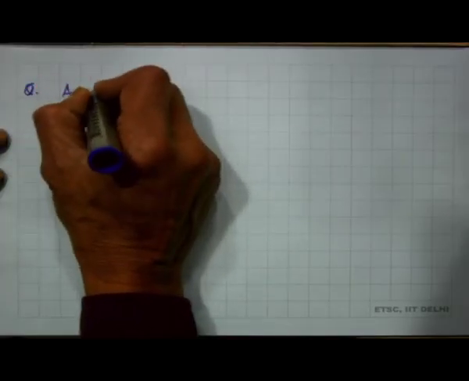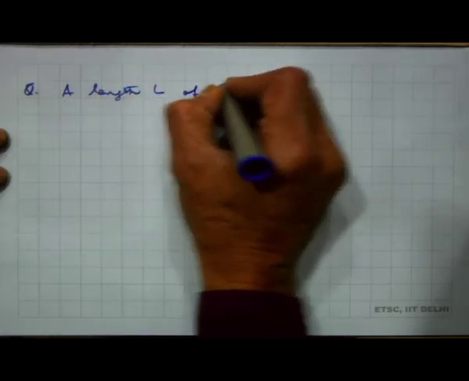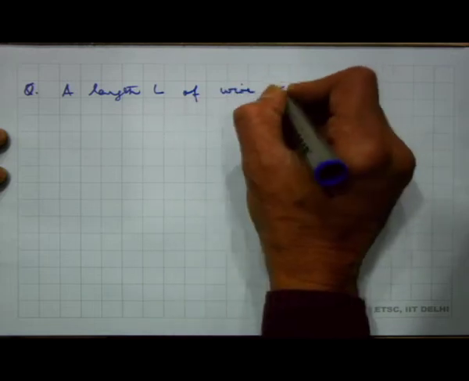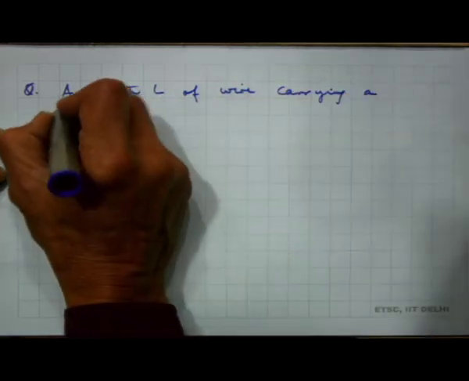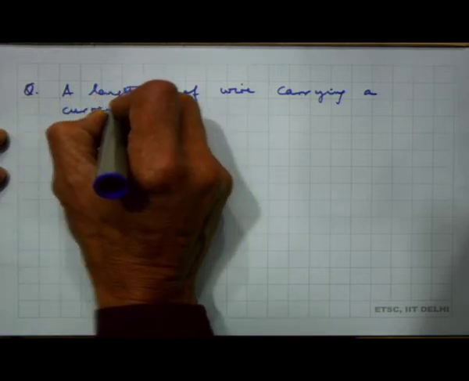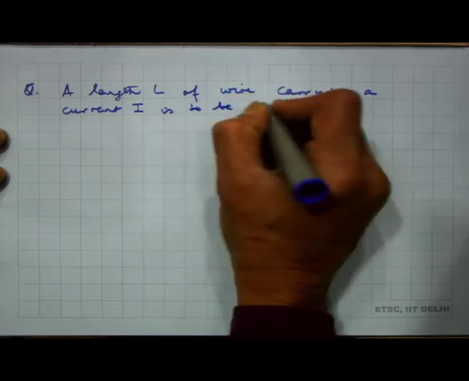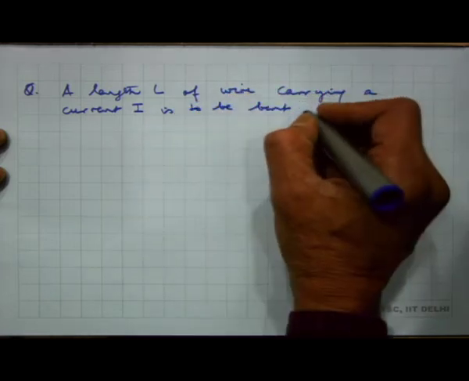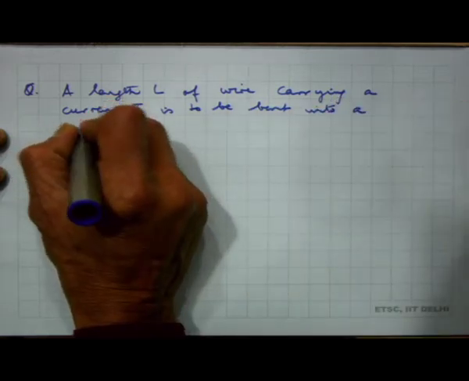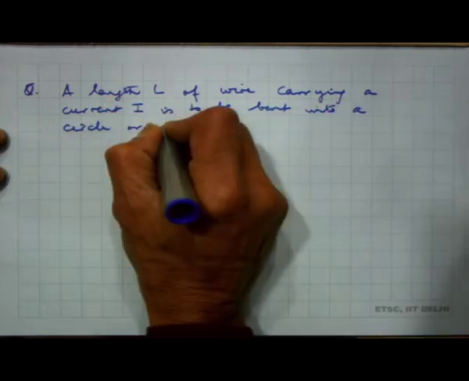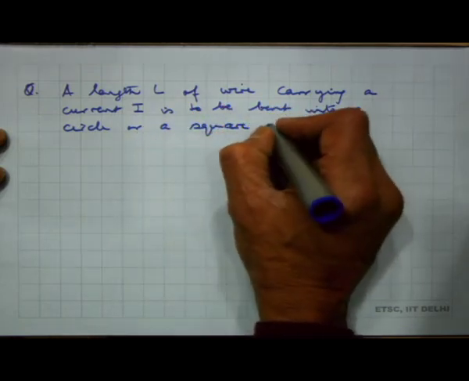Now, I want to use this expression to solve another problem, which is the following. A length L of wire carrying a current I is to be bent into a circle or a square, each of one turn.